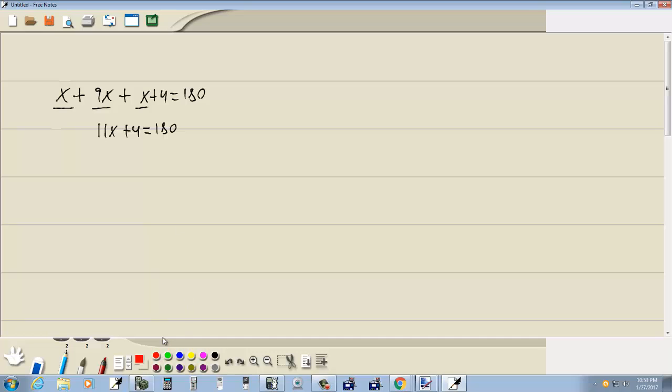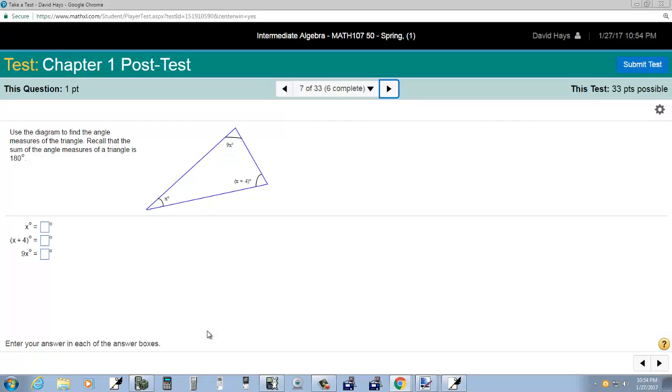Step 1 of solving a linear equation: get rid of parentheses, don't have any. Get rid of fractions, don't have any. Step 3, get everything with an x on one side, numbers on the other. So I'll take 4 over. So I got 11x is equal to 180 minus 4. 180 minus 4 is 176. And last step, divide both sides by the number in front of your x. So we divide both sides by 11. And we got x is equal to 16. What are they asking though?